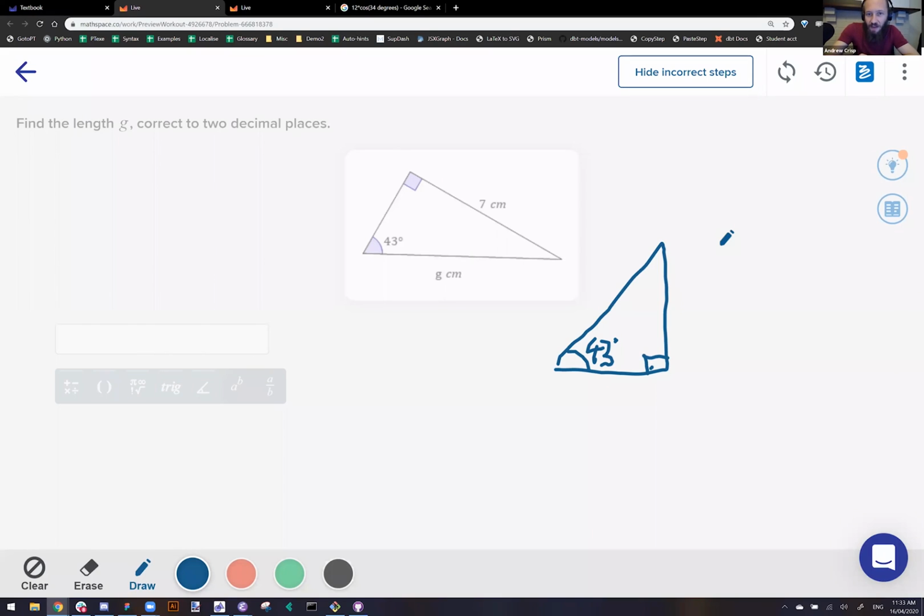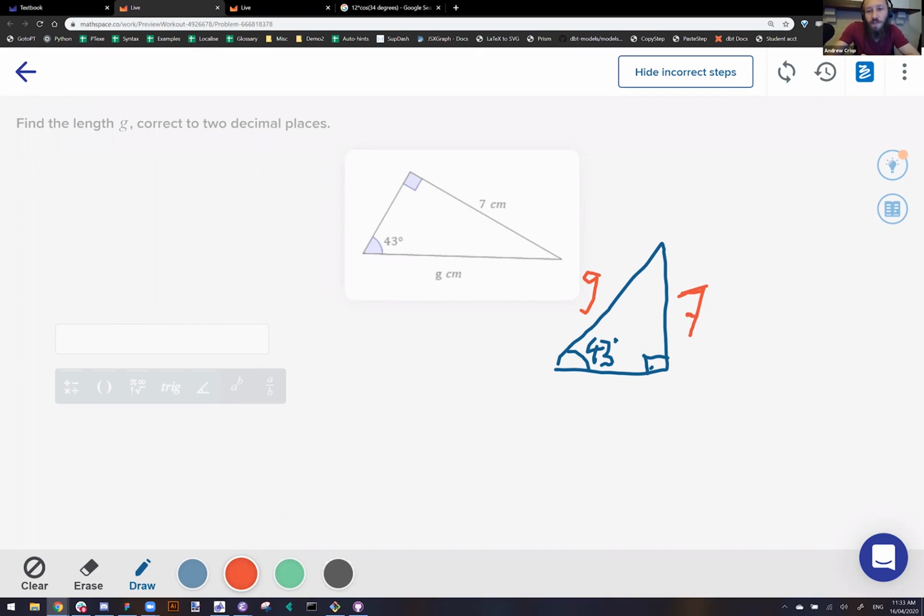Well, let's think about it. This G is the hypotenuse. I can tell that because it's the long one and it's opposite the 90-degree angle. So I can put G over here, and I can put 7. Where's 7? Is it this one or that one? Well, notice that the 7 is opposite the 43. It's not the one touching or adjacent to 43, it's opposite the 43. 7 is across the other side. So 43, and that's 7 up here.